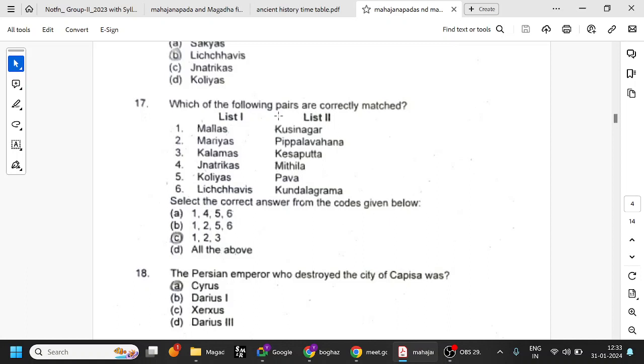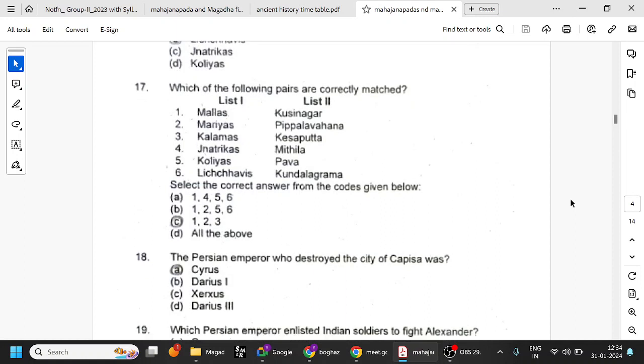Mallas, Kushinagar. Kushinagar is also associated with Buddha, in Nepal. And Moriyas, Pippala, again related to Buddhism. And three, Kalamas, Kesaputta. These are something related to Buddhism. Even I'm not completely aware. Anyway, try to remember as much as possible. Lichavis, Kundalagrama, when we see Buddhism, we'll see all these things. Pava, Mithila, these are regions related to Buddhism. Anyway, Lichavis is the oldest Republican state. Just remember that and whatever else we can remember.